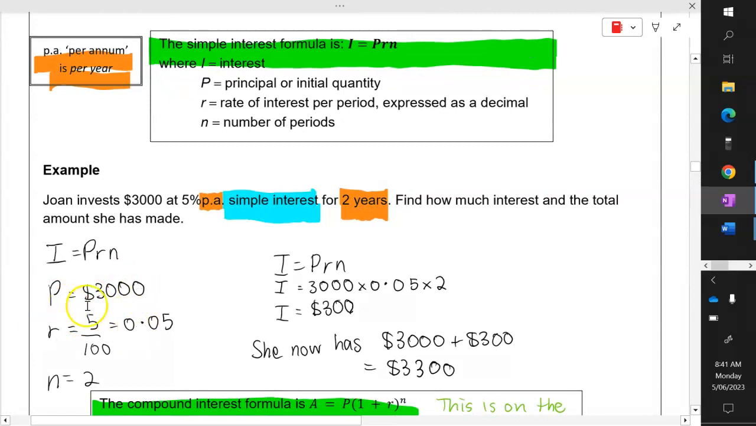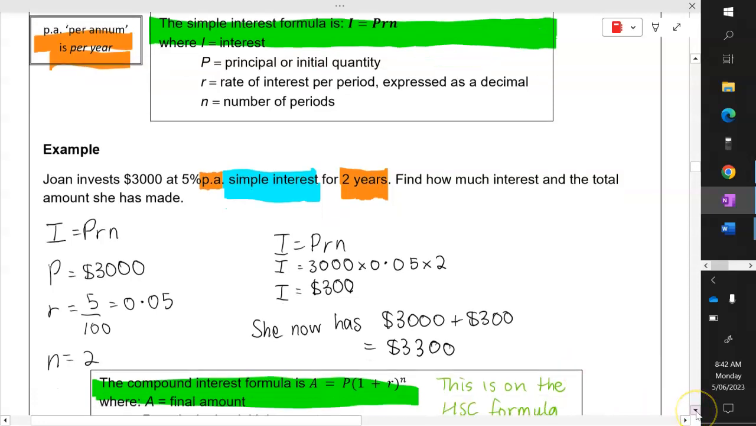Our principal is the amount that's invested or borrowed if it's a loan. It's $3,000. Our rate is 5%. Now 5% is 5 over 100 if we write it without the percentage sign, which is the same as 0.05. And I'm going to work in decimals because it's going to make it a lot easier for us. And the time period is 2. Noting the rate is in years, the time is in years. So I equals PRN. We're just going to times these three values together, and we're going to get an interest of $300. That means she now has the original $3,000 plus $300 interest. So she's got $3,300. So they're fairly straightforward questions, and they would be an arithmetic progression.